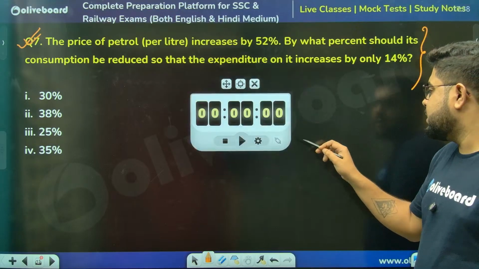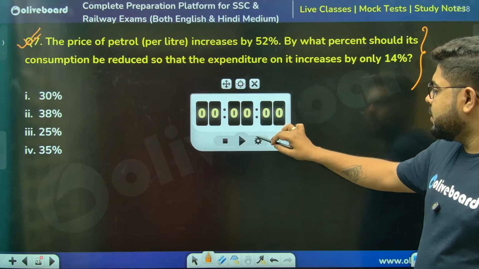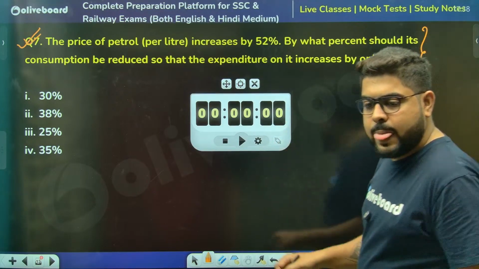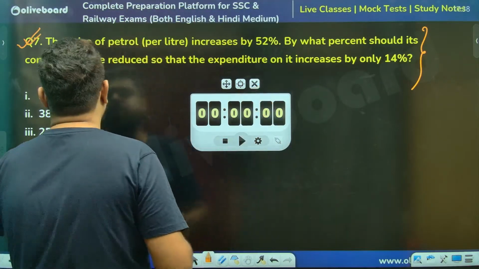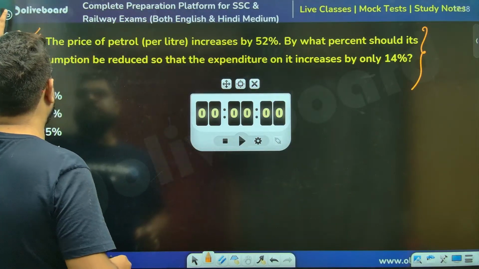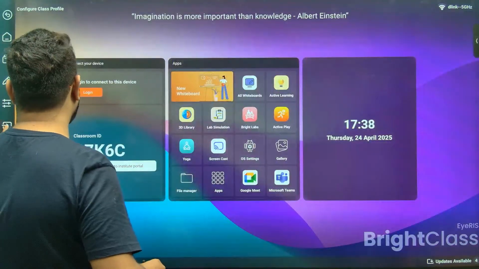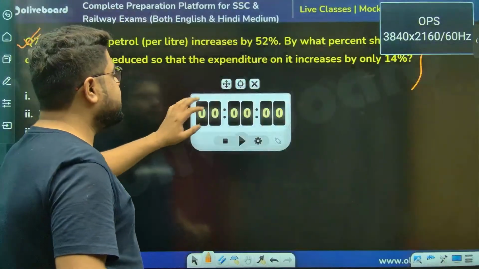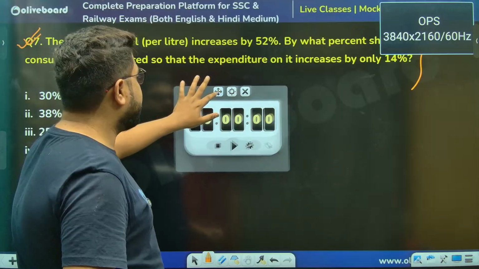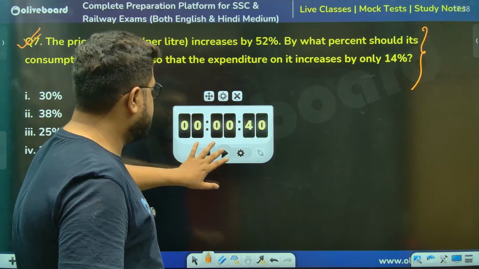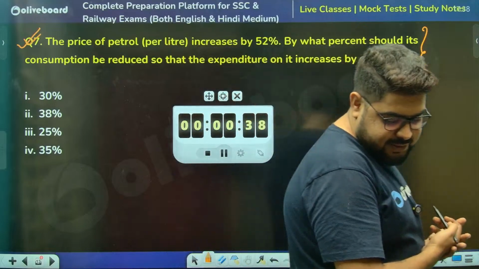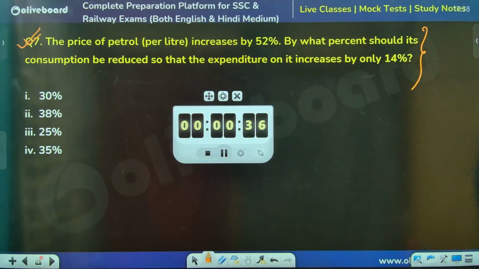Come on, brother. See? This timer has some issue in it. Whenever I use the timer, all sorts of problems happen. Okay. Quickly solve this, very quickly.